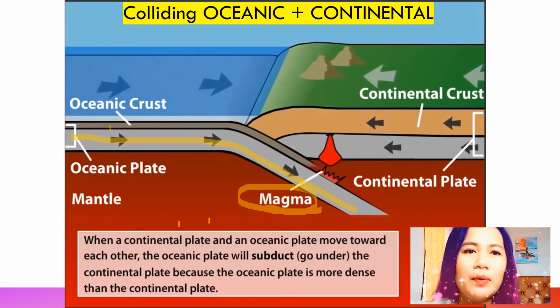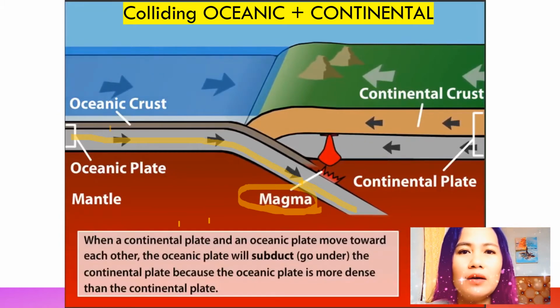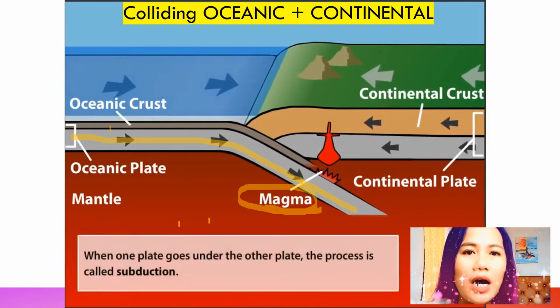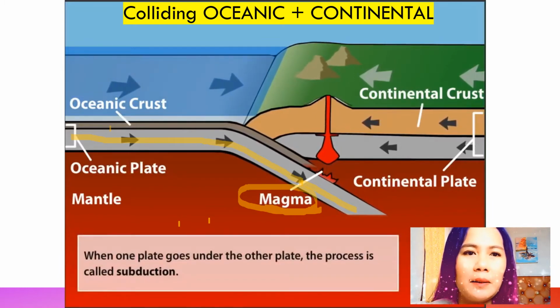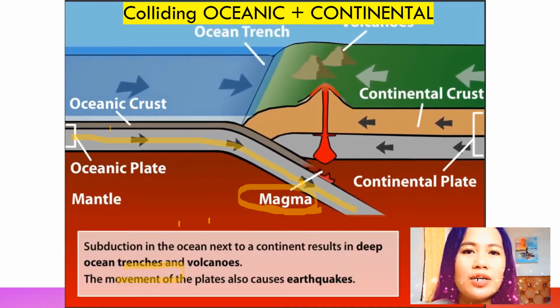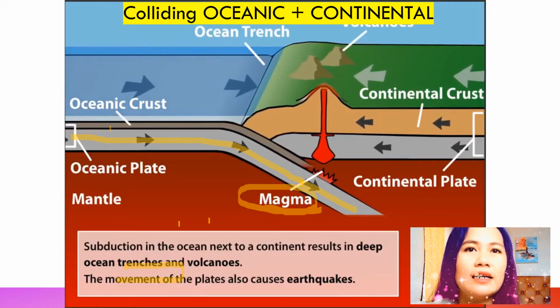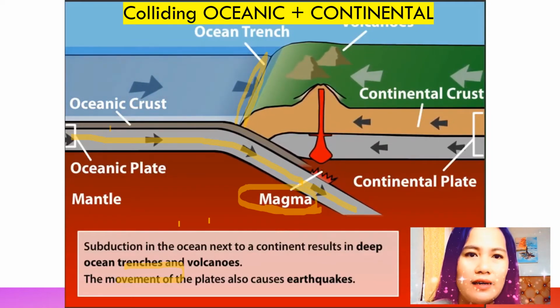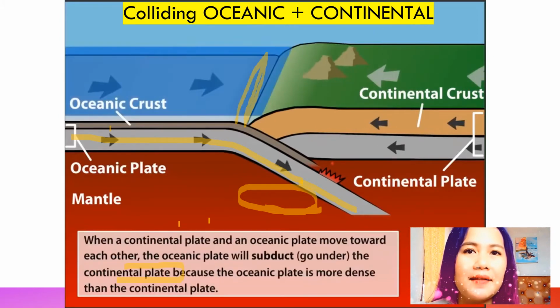So sa may mapurma, when a continental plate and oceanic plate move toward each other, the oceanic plate will subduct under the continental plate. This process is called subduction. Subduction in the ocean continues and it results in what we call the deep ocean trenches, Cantil, and the formation of volcanoes on the continental plate.